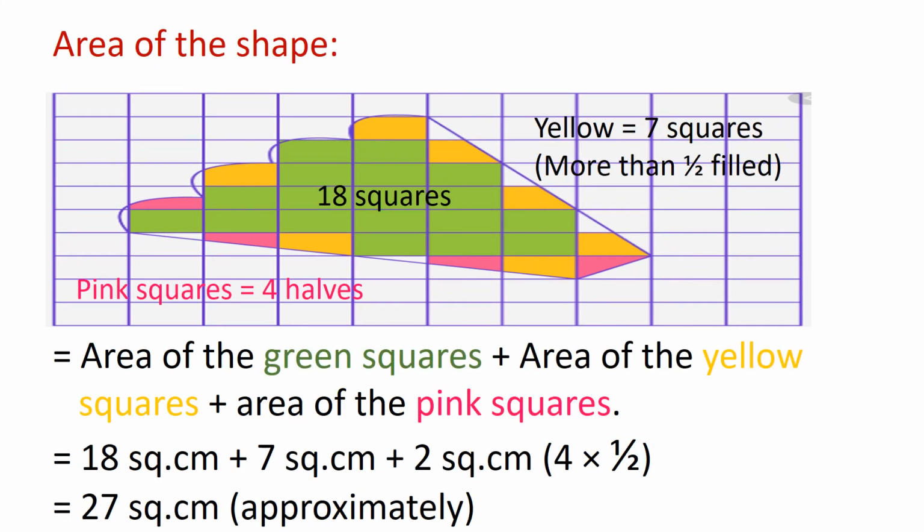Let us now calculate the area of the given shape. The area of each square is 1 square centimeter. The area of the given shape will be area of the green squares plus area of the yellow squares plus area of the pink squares. Here it is 18 square centimeter plus 7 square centimeter plus 2 square centimeter, which is equal to 27 square centimeter approximately. We say approximately because we ignore the less than half filled squares and count more than half filled squares as 1.